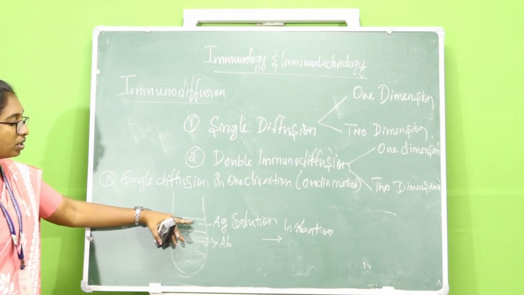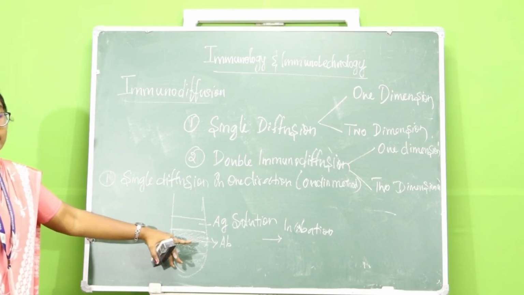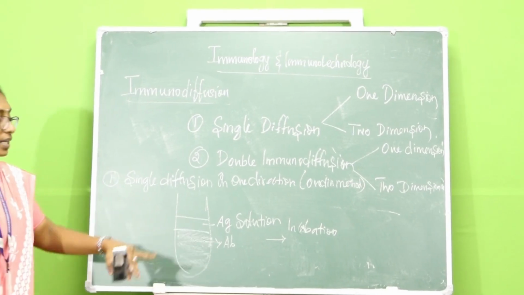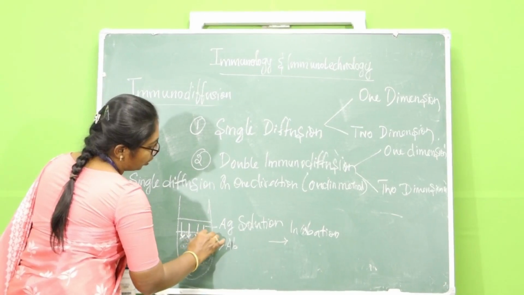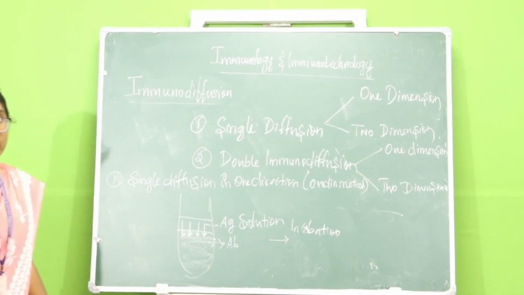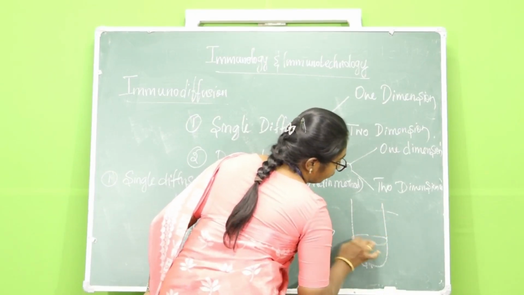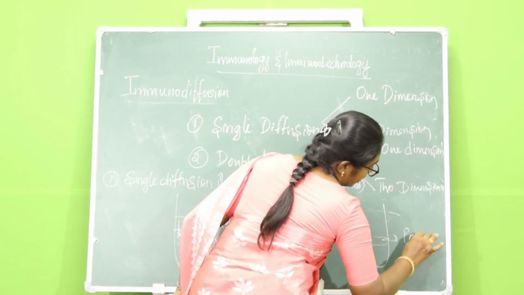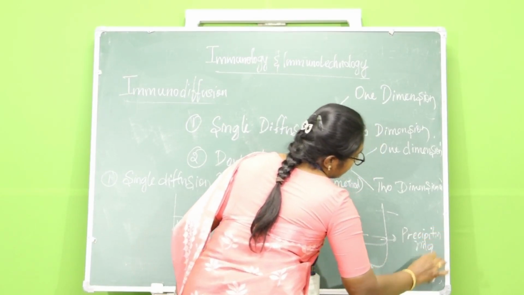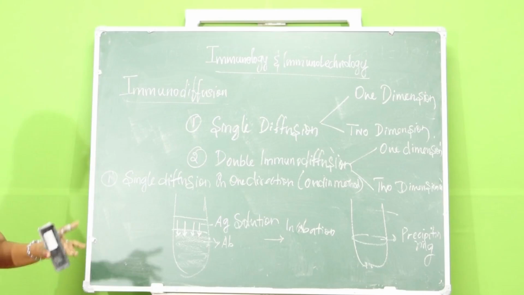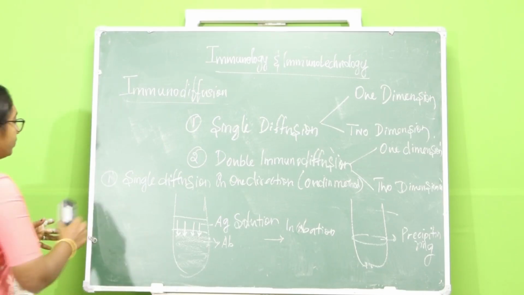This antigen alone diffuses in the gel medium. There it reacts with the antibody. In one place it will form a precipitate ring. Only in one direction, the antigen alone diffuses into the gel, reacts with the antibody, and forms the ring of precipitation. This method we call single diffusion in one direction. Also we call it the Oudin method.